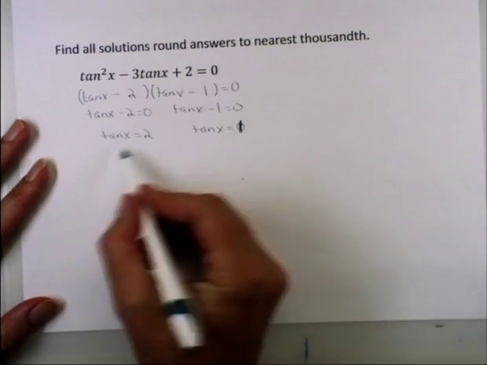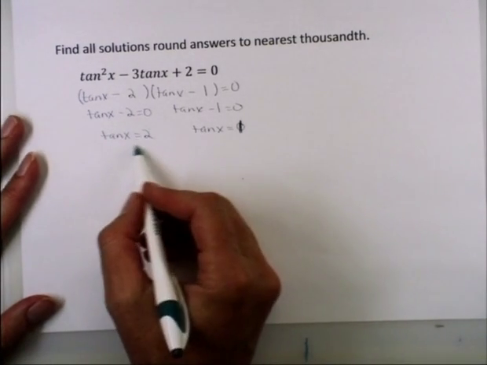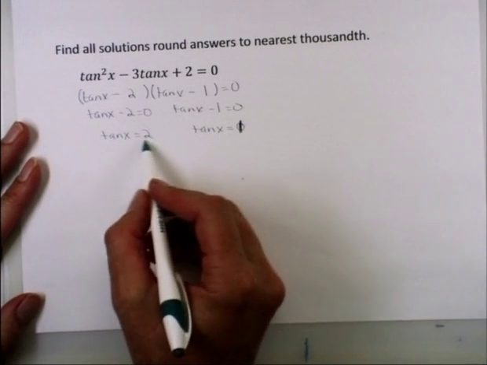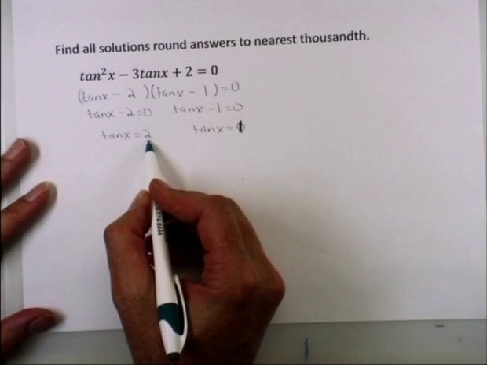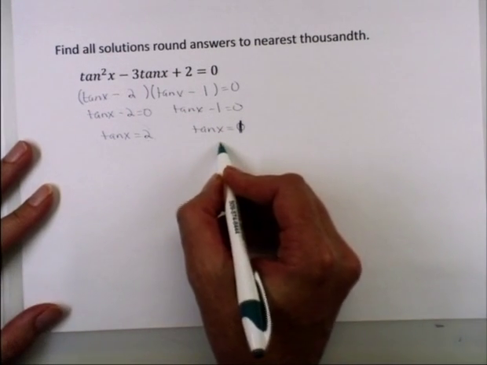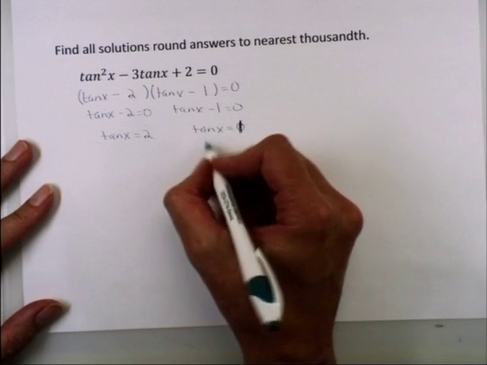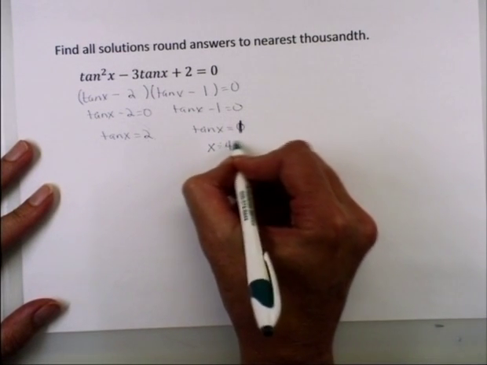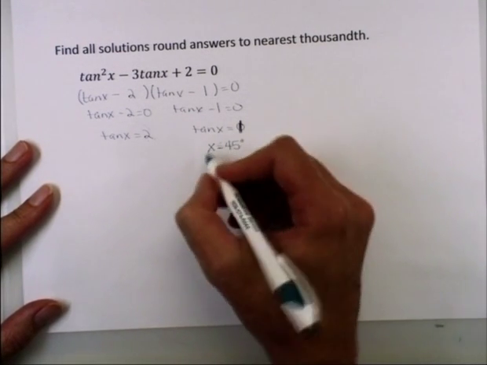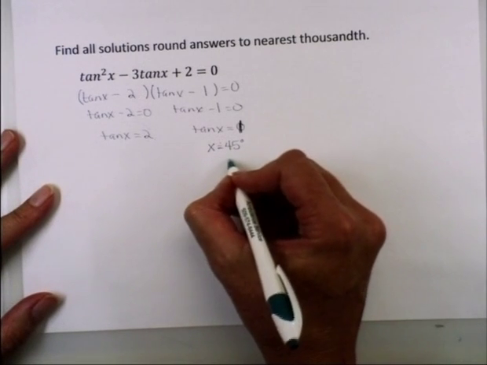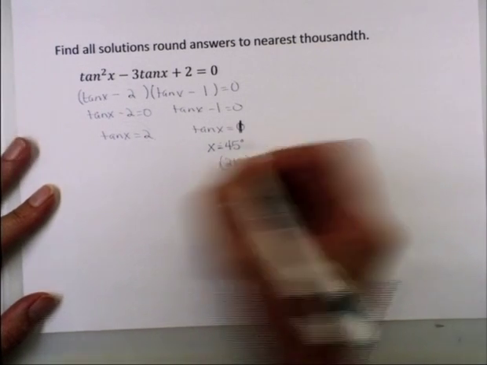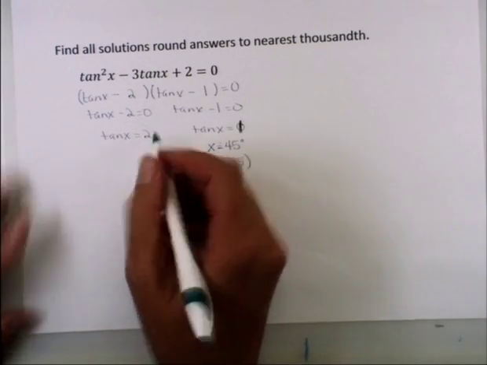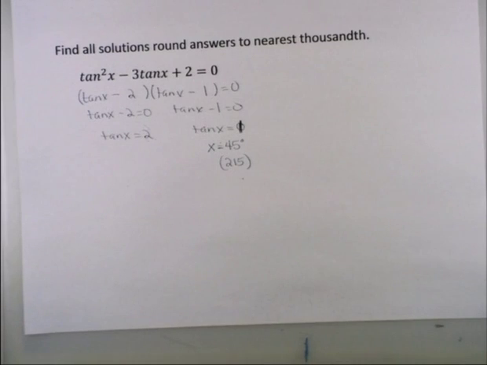Now, from here, I need to use my calculator to decide where is the tangent equal to 2. This is not one that comes from a special right triangle that I just already know. This one is, however, where is the tangent equal to 1? At 45 degrees. And I also know that it happens at 215 degrees. But we'll talk about that here in a second. Put that in parentheses. But the tangent of x equals 2. You should all know how to do this on your calculator, but we'll go over it just in case.